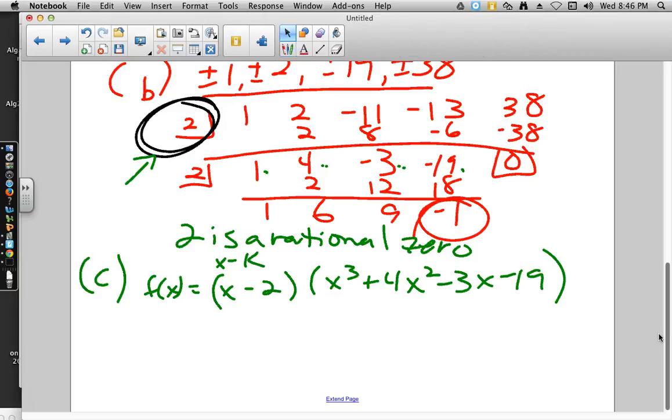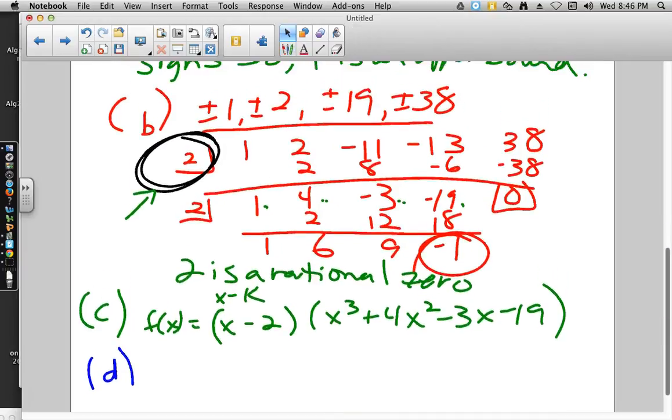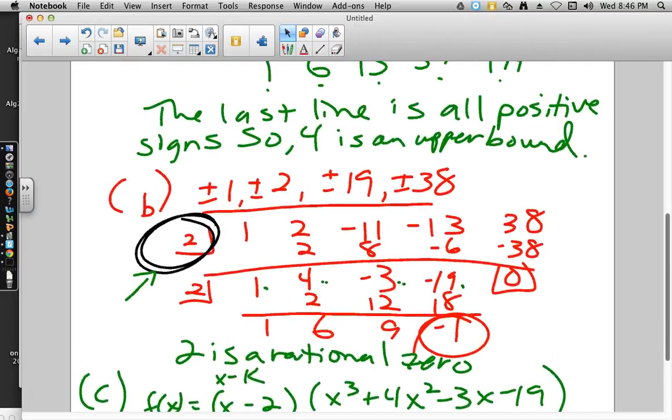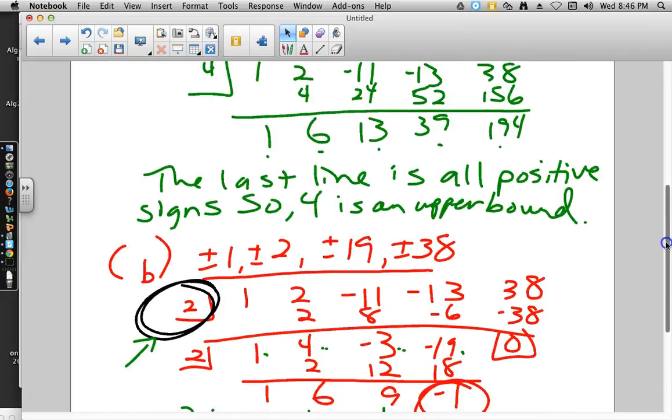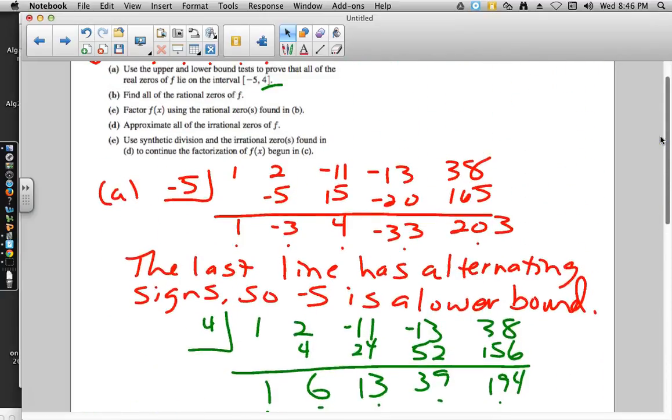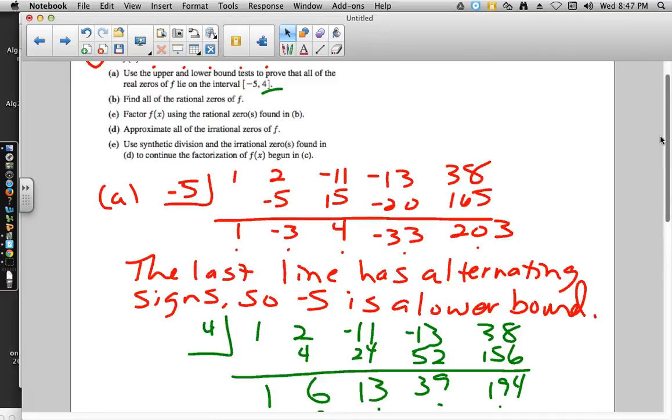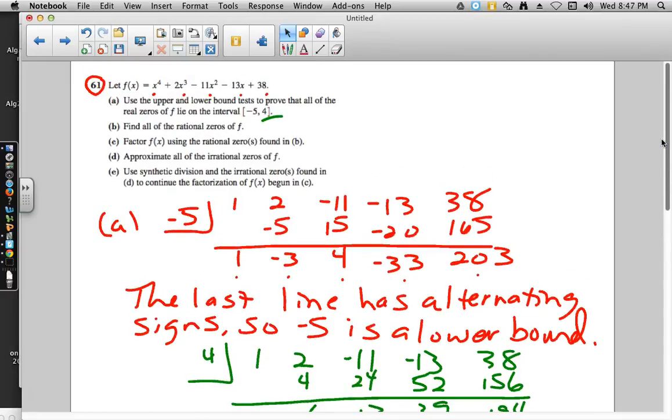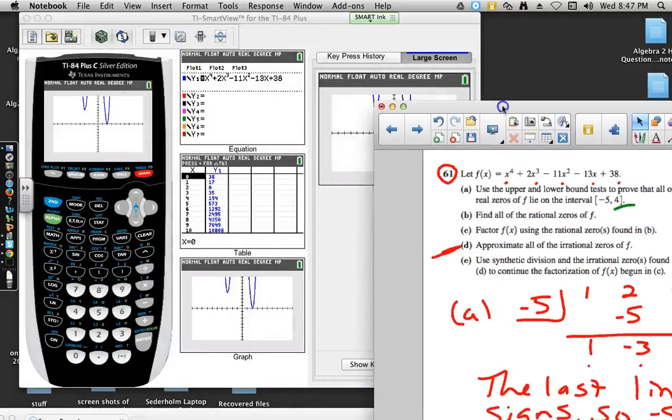And then you say, okay, so you just said that's the best we could do. And now D says, go find that other one. So what we have to do is use a graphing calculator because we can't factor x cubed plus 4x squared minus 3x minus 19. The only tools we have in our toolbox for that right now are going to be factoring by grouping, and that one is not factorable by grouping. So as we go back up here and take a look at D, it says approximate. Approximate. That's a big clue there. All of the irrational zeros of F. That other one's not rational, or we would have been able to find it.